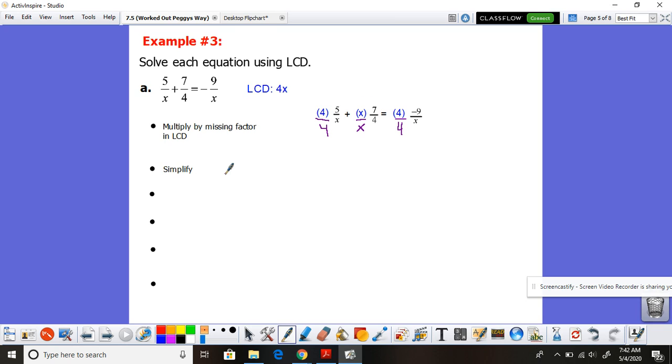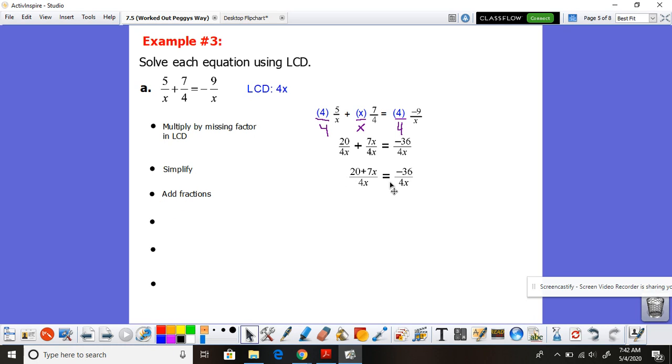So after we do that, I guess we can just simplify straight across. So 4 times 5 is 20 over 4x, 7 times x over 4x, and then negative 36 over 4x. After we get here, we have common denominators, so we can just add them together.